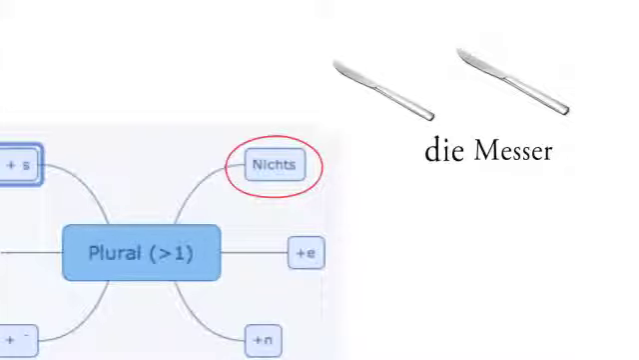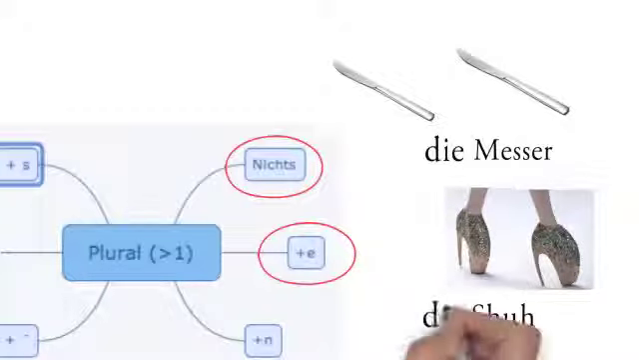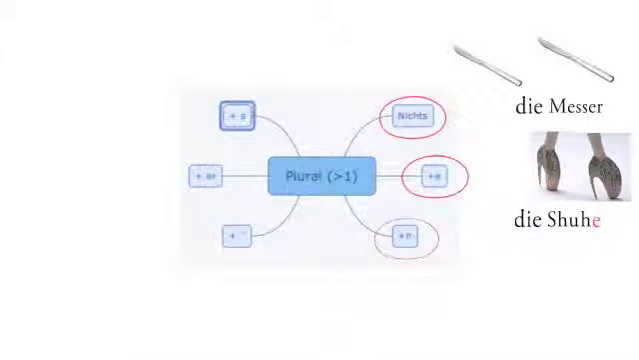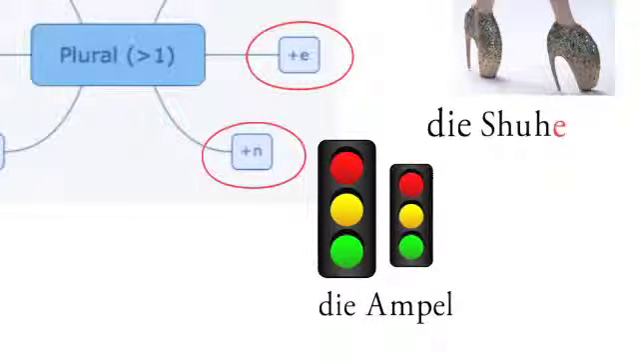Second, add an E. Take the shoe, der Schuh. And the shoes, die Schuhe. And an N. Take stoplight, die Ampel. And the stoplights, die Ampeln.